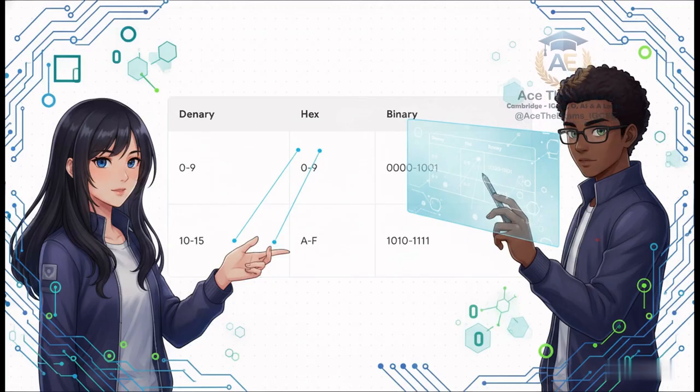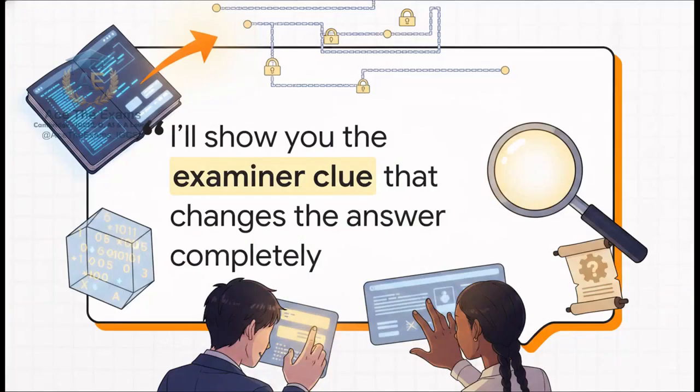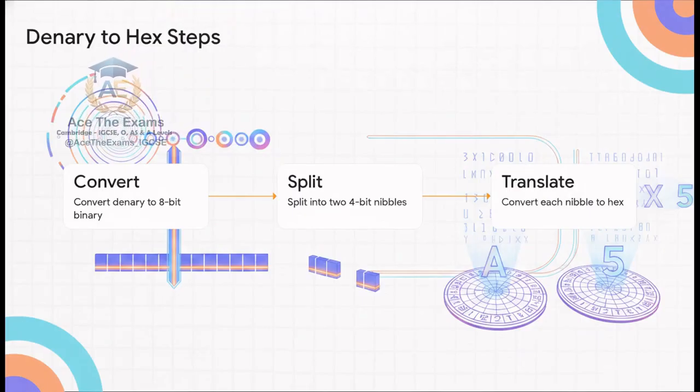Committing the mechanics of this simple framework to memory? Honestly, it makes everything else we're going to talk about incredibly straightforward. Moving on to Section 2, Denary to Hexadecimal Conversion, the upward climb. Now, converting from denary to hexadecimal can definitely feel a bit overwhelming at first. But before we get into the actual steps, I want you to keep this in the back of your mind. In just a moment, I'm going to show you the exact examiner clue that changes your final answer completely. Seriously, it's this hidden detail you absolutely need for full marks. But actually, scratch that. To even spot the trap, we really need to understand the core mechanics first. So let's build a totally foolproof visual method.